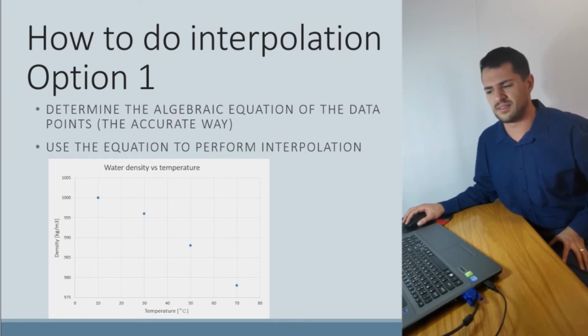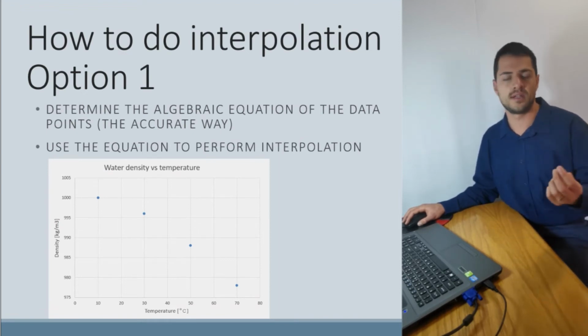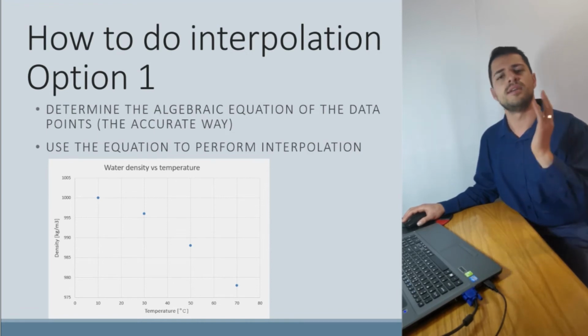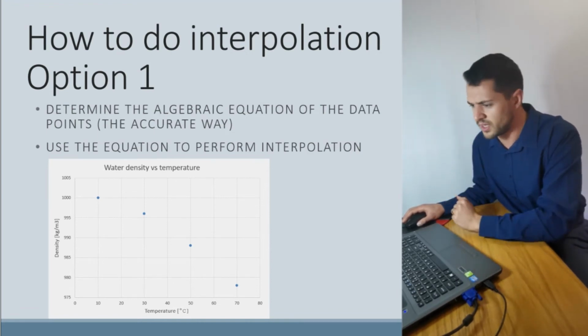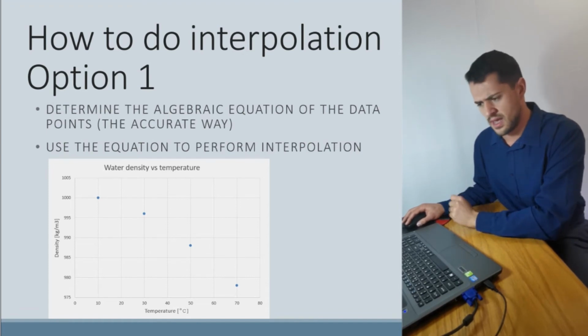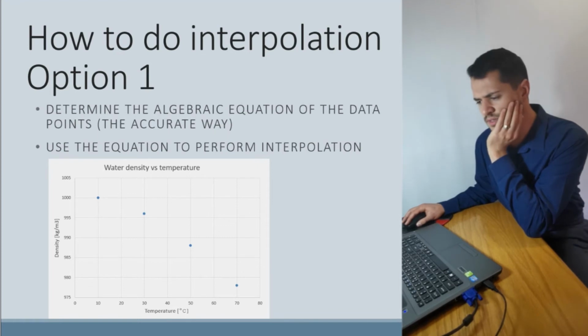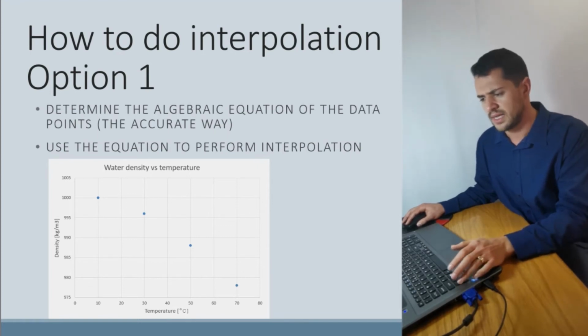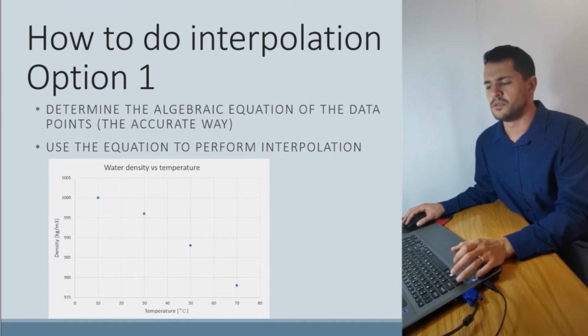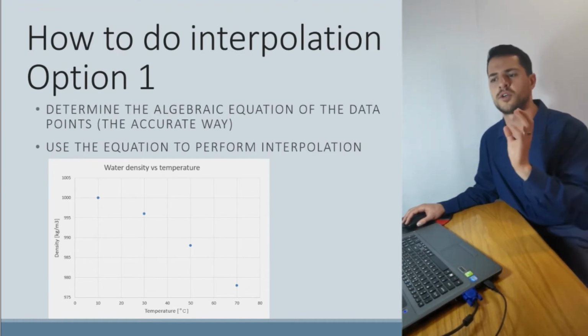All right, so the perfect way to do interpolation is to plot your data points and add a trend line or curve to this data, and then read it off the graph. That is the best way, and that's the most accurate way. So let's suppose we just plot these data points. Look at this sketch here. We have the water density versus temperature, and here you can see all the points that are plotted. The most accurate way is to determine an equation from the data points.